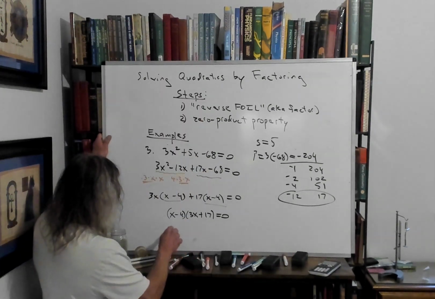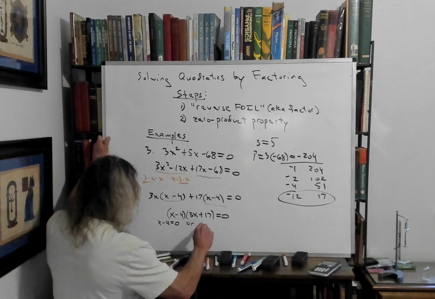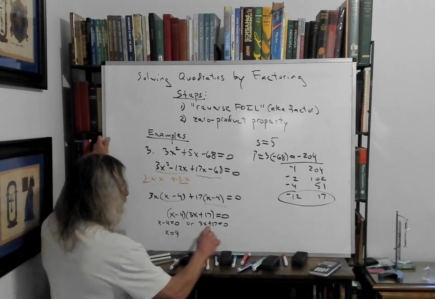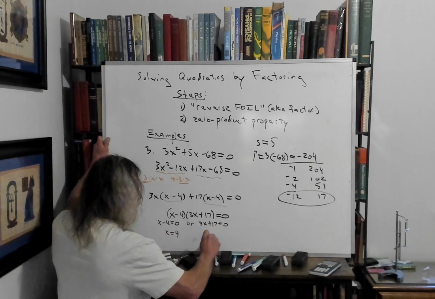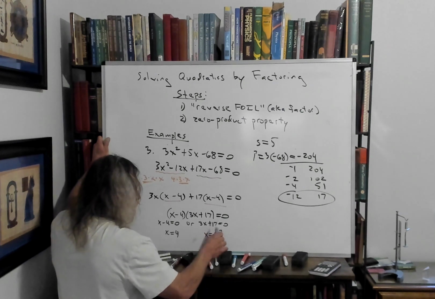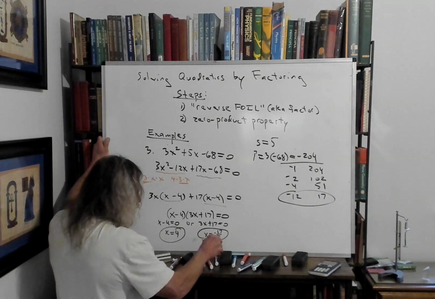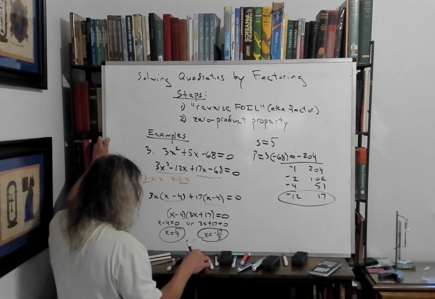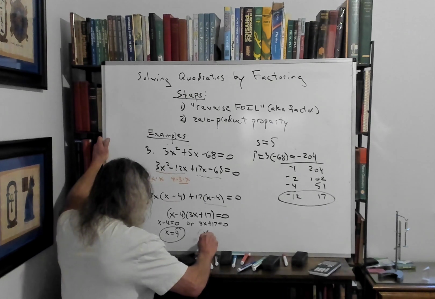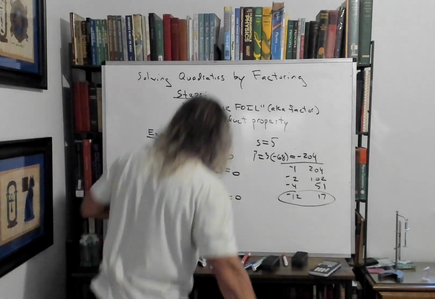So now we just do zero product property. And so it's easy. X minus 4 is 0. Or, A times B is 0, as we said before. Or this is 0. So x is 4. Subtract 17, divide by 3. X is negative 17 thirds. So x equals negative 17 over 3. There. So that's our answer.